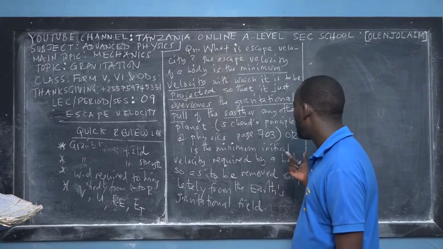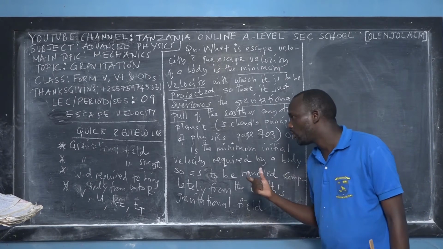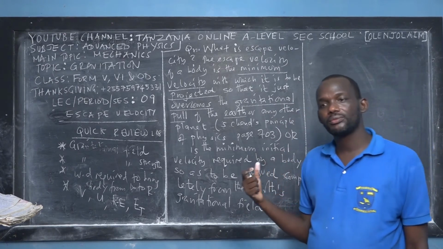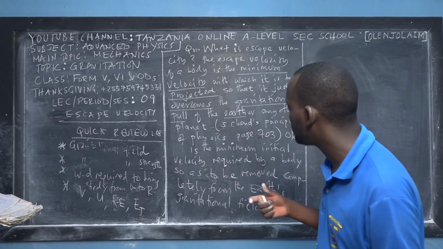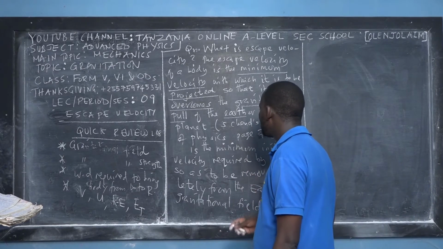Again, for example, if you send a body to the surface of the moon, there are also gravitational pulls existing on the moon's surface. So this is the definition.